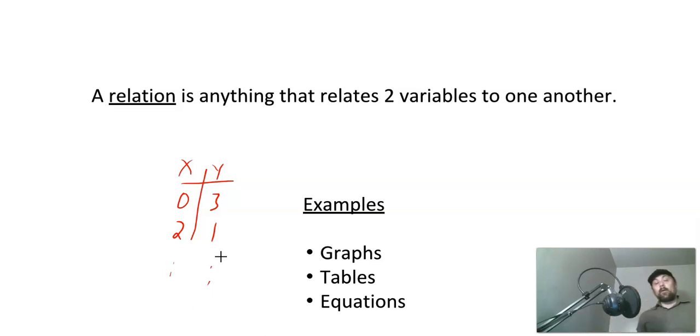And obviously equations would be another example of a relation when you have an equation with two variables. So like y equals 2x plus 3, that's relating an x value to a y value, maybe not just one, but infinitely many x values to y values, but it's showing how the values of x relate to the values of y or vice versa. So it's a very broad definition.